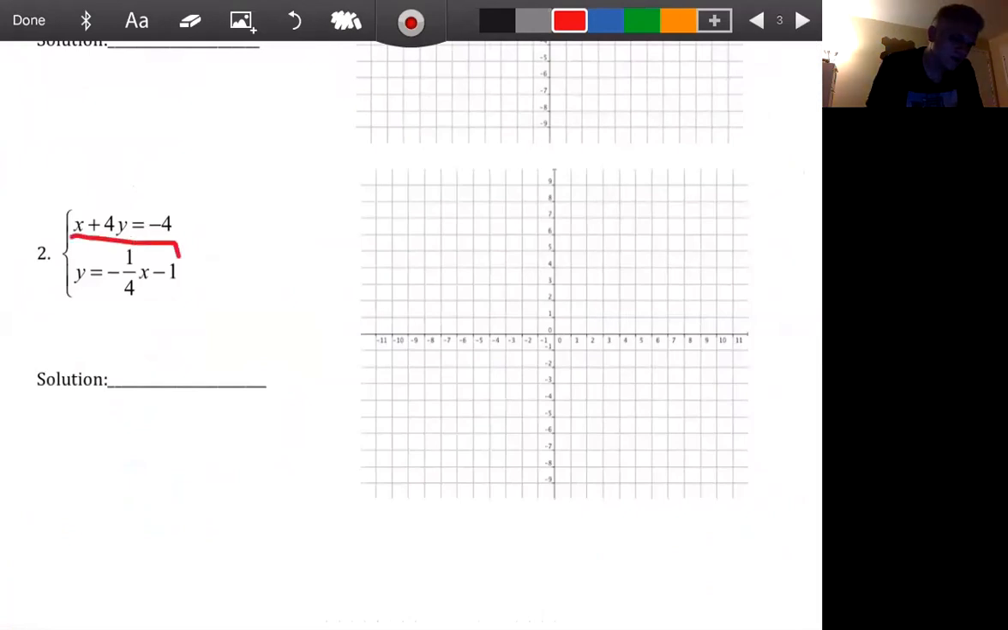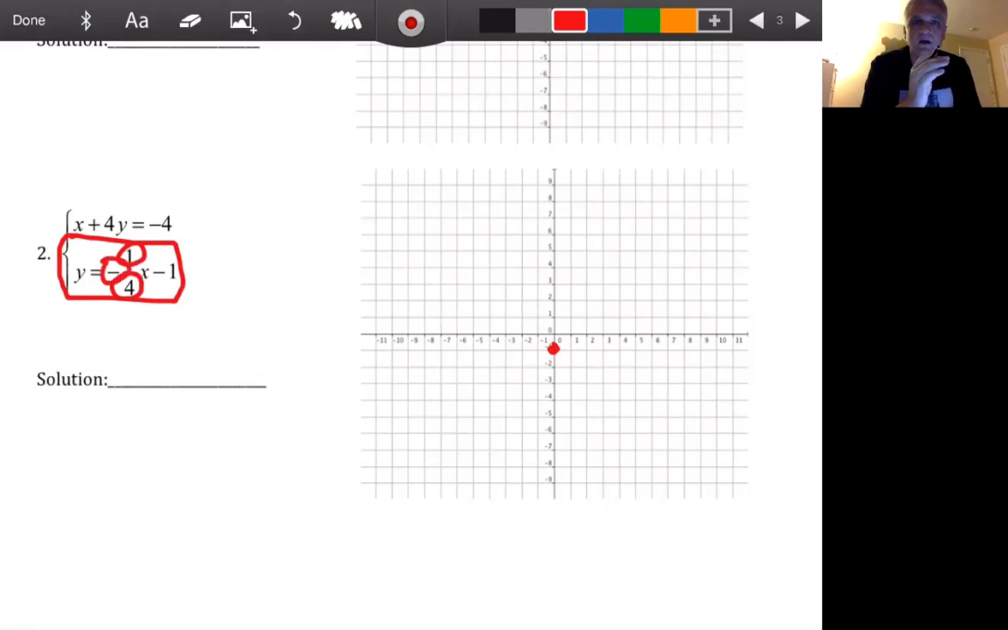Once again, whenever I see a y equals mx plus b, I just like to do that first because it's easier. I look at my b. My b is a negative 1, so negative 1 is where I'm putting my first point, my little dot. Now, this one's negative slope. I'm going to be rising 1, running 4, and the line has to be falling to the right because it's a negative slope.